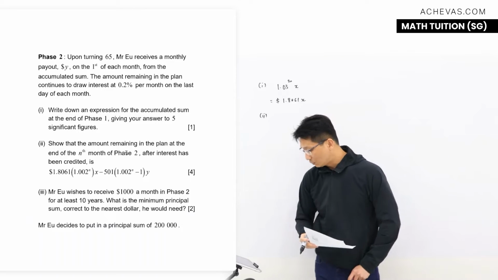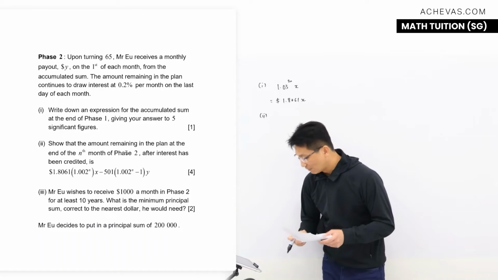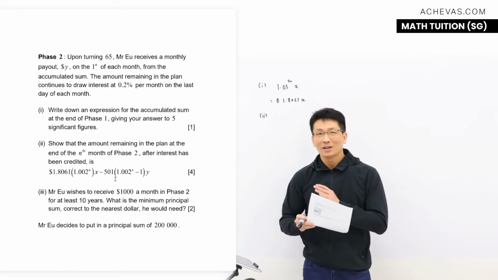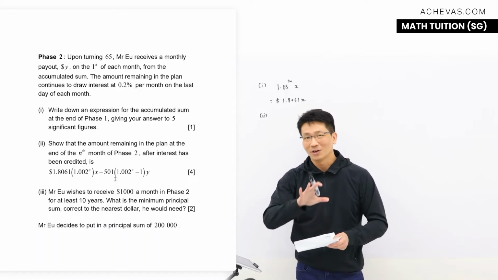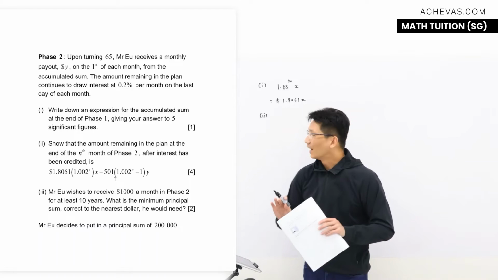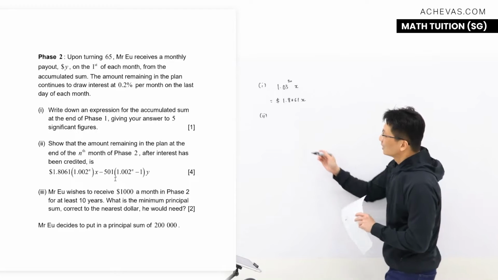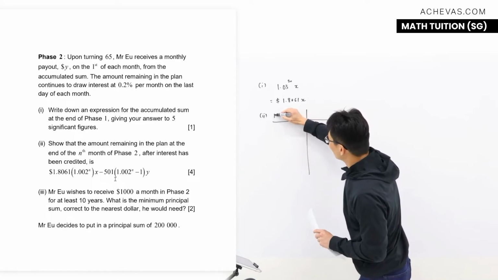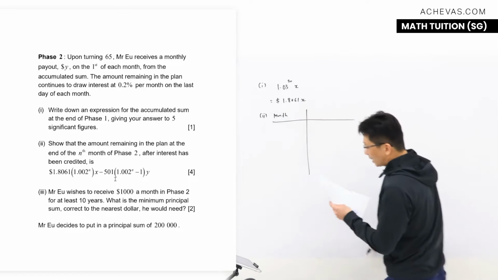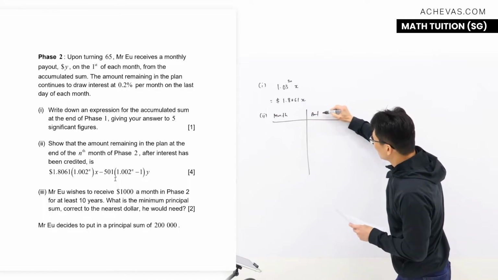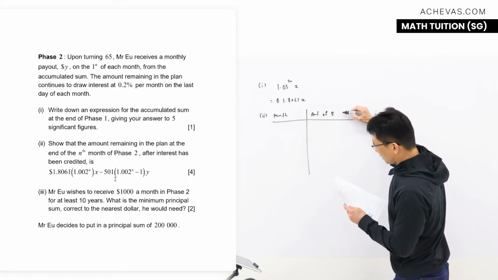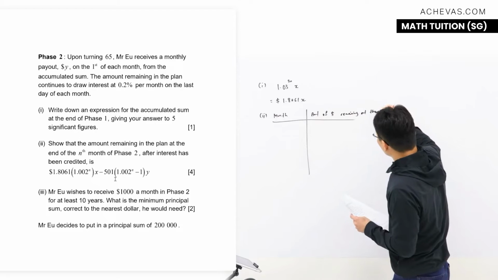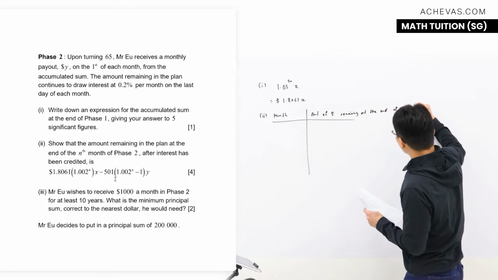For part 2 of the question, it says show that the amount remaining in the plan at the end of the nth month of phase 2, after interest has been credited, is given by this particular expression here. Usually when we are dealing with this type of question, it's highly recommended you draw a table with 2 columns. I think it will be much clearer. In this case, firstly we write down the month here, and here we write down the amount of money remaining at the end of the month.